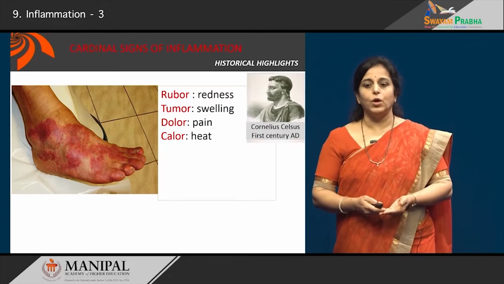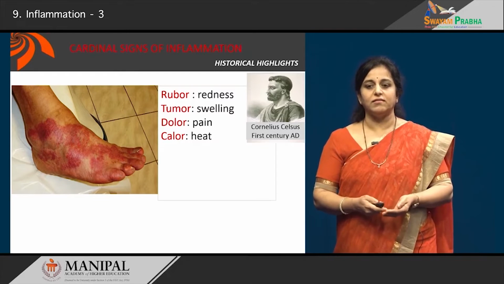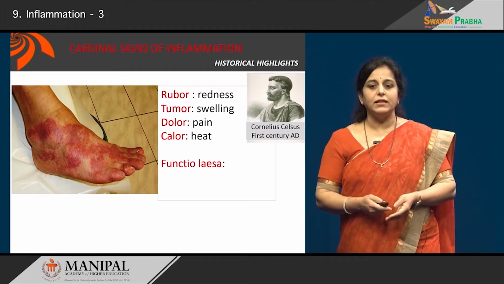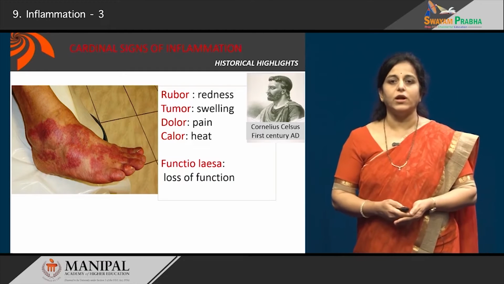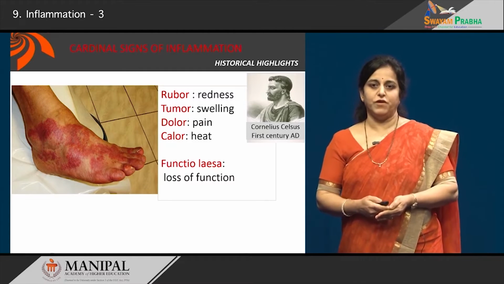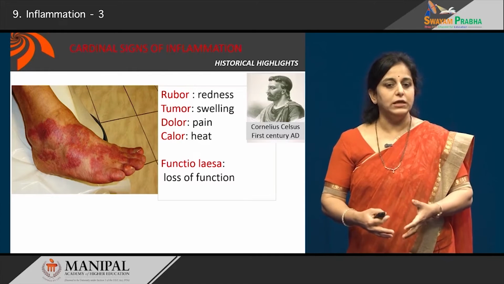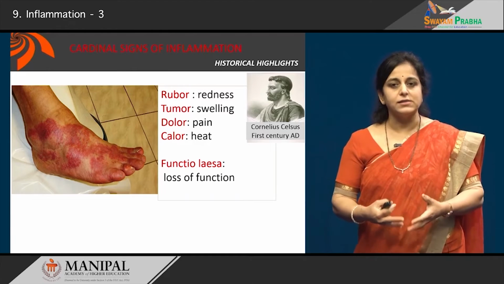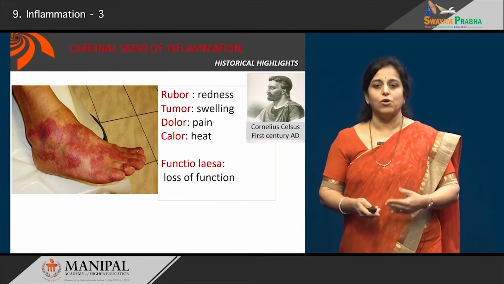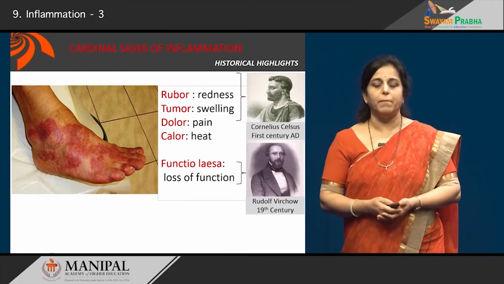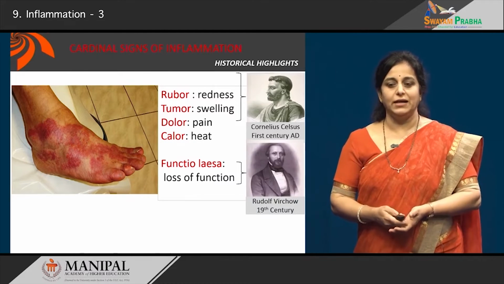These 4 signs were described by Cornelius Celsus as early as the 1st century AD. The 5th sign that was added much later is called functio laesa or loss of function. When you have inflammation of a part of the body, you obviously cannot move it and it does not function like normal. So, that is called functio laesa or loss of function, which was described by Rudolf Virchow in the 19th century.